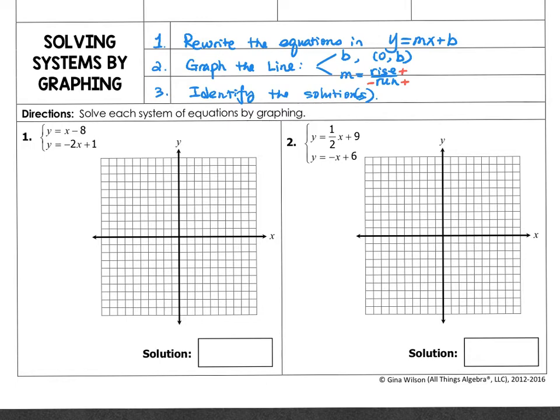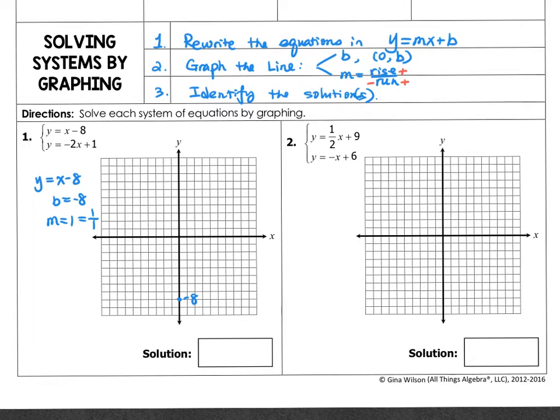So let's look at number one. It's very nice because the equations are already in slope-intercept form. So let's graph the first one. I always like to write the equations down first. So I'm going to use blue. The b is -8. The slope m is 1. So I find (0, -8). It's right here. It's on the y-axis because it's the y-intercept. Intercept meaning the line cuts it right there, right?